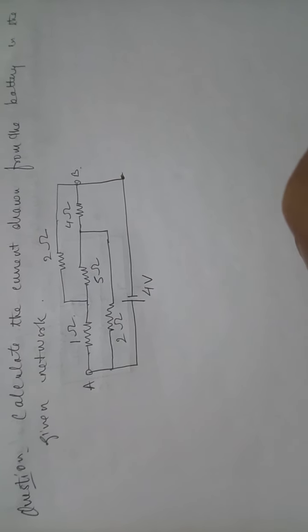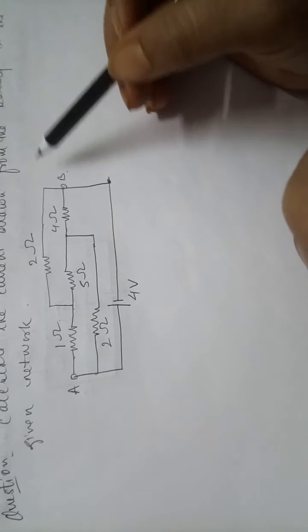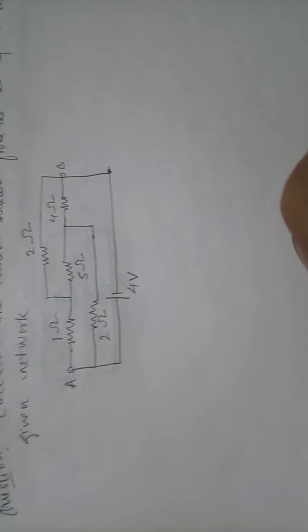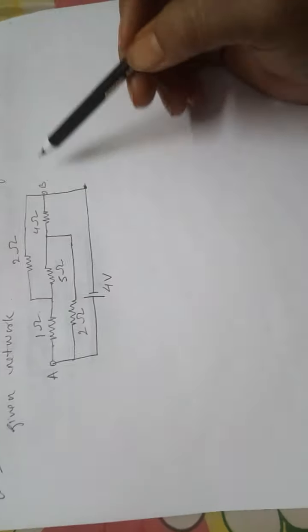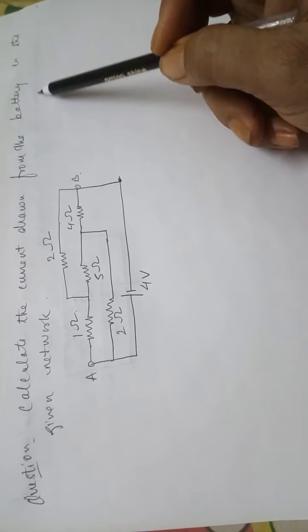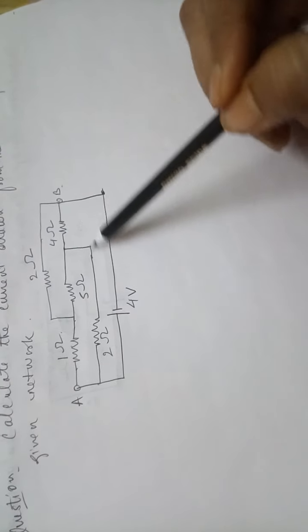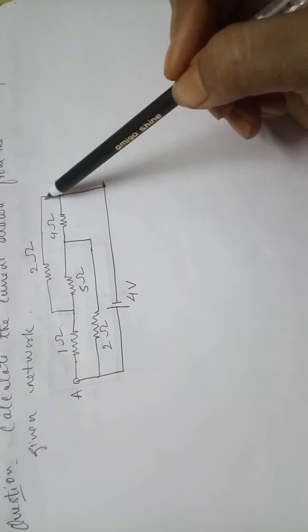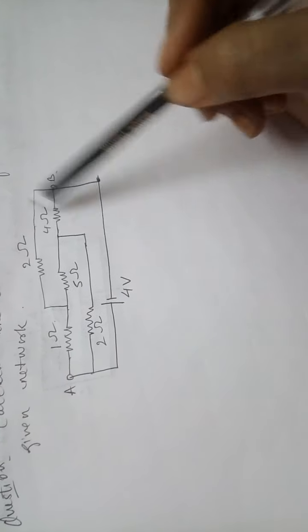So this is one of the circuits where we have the general principle of the Wheatstone bridge, that the general formula is P by Q is equal to R by S. That is the general formula we use with the Wheatstone bridge. Now look at the circuit. Calculate the current drawn from the battery in the given network. So we have got a circuit and it looks very difficult to solve. If you solve by any other method, it becomes very difficult.